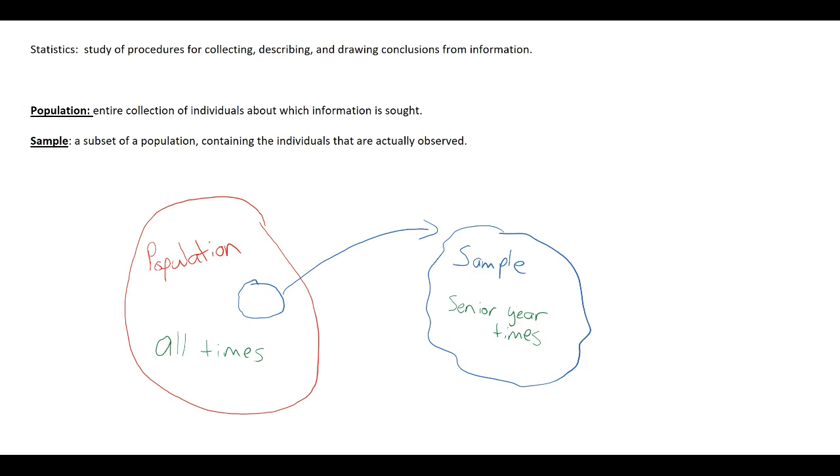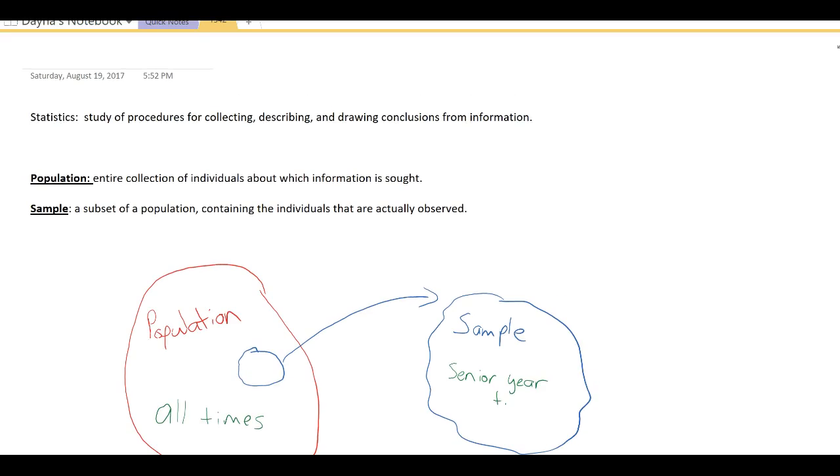I could also look at it as, let's say, I don't want to look at all of my times or my senior year times. I want to look at just my senior year, and so I will include all of my senior year times. Well, my sample could be my top 5 times for my senior year.